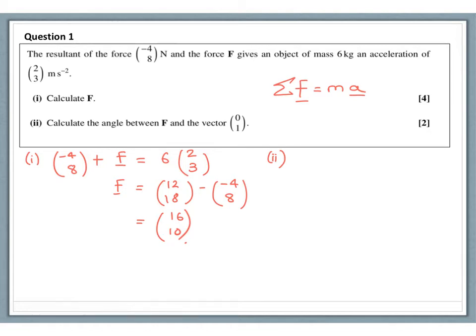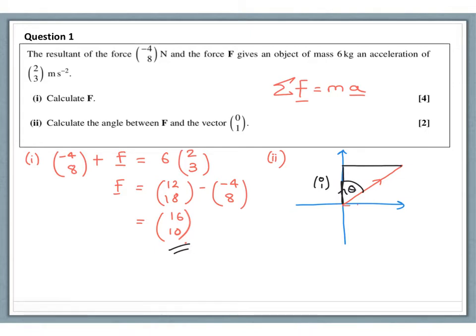Now, what does the vector (0, 1) look like? If you had a set of axes like this, the vector (0, 1) looks like this. So what we're doing is looking for the angle between our force F and this vertical here. Now, (16, 26) would look perhaps like that, 16 along and 26 up. So if we complete the triangle, we want to work out this angle here.